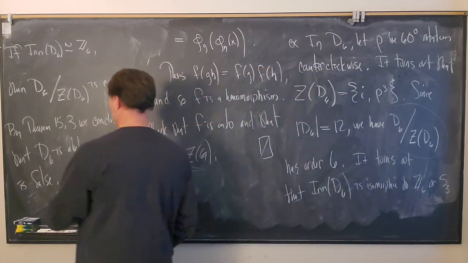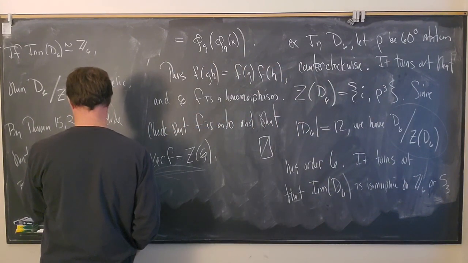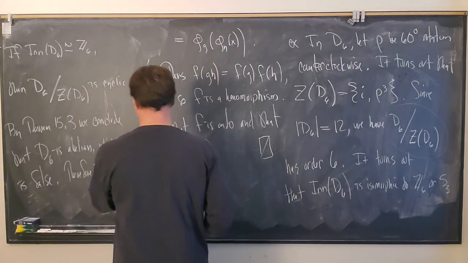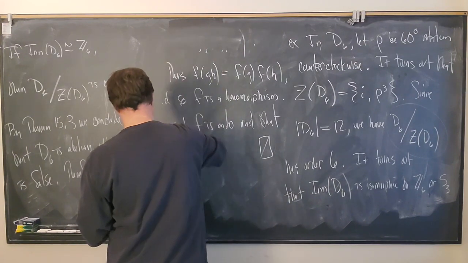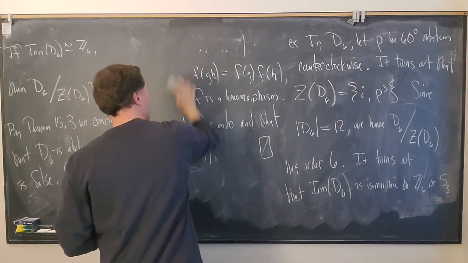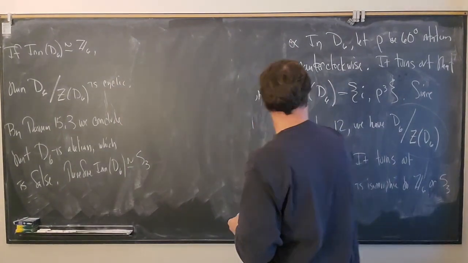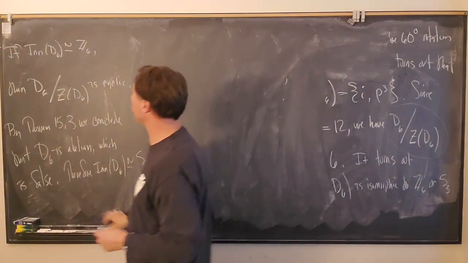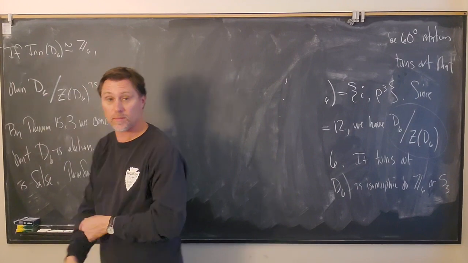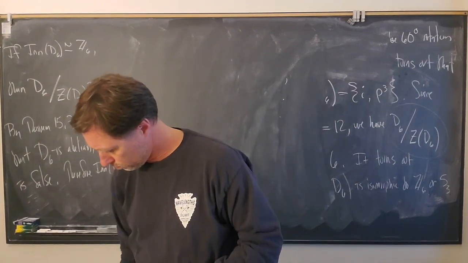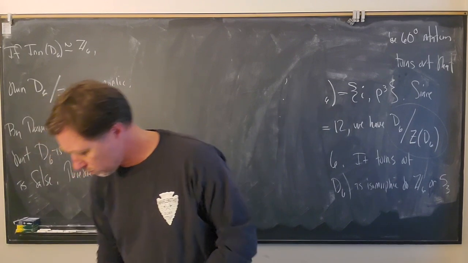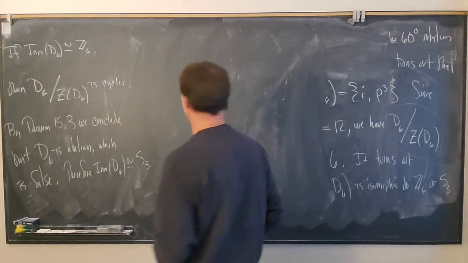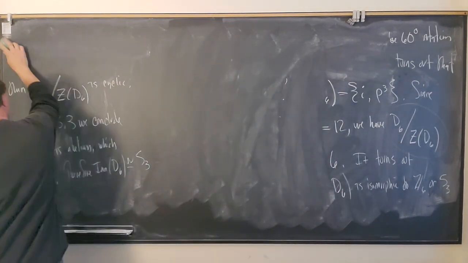So therefore, Inn(D6) is isomorphic to S3. So there's a nice application where we applied a couple of previous theorems, and that allowed us to get a handle on the isomorphism type of the inner automorphisms of D6. I'm going to prove another result now.